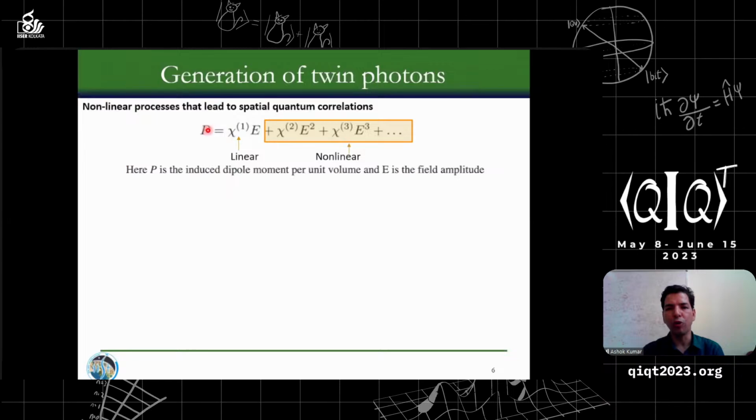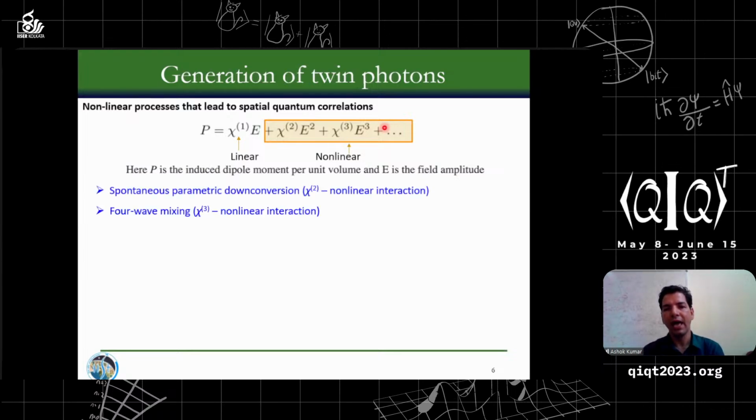Basically, the polarization induced in a medium can depend on the first or higher power of your fields. These higher powers are responsible for the creation of pairs of photons. The most conventionally used methods for creating pairs of photons, which are based on these second- and third-order nonlinearities, are known as spontaneous parametric down-conversion or four-wave mixing.